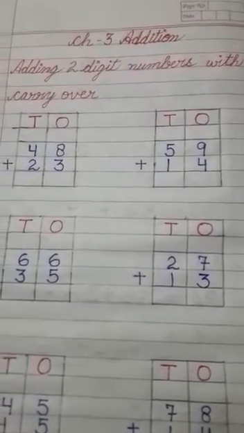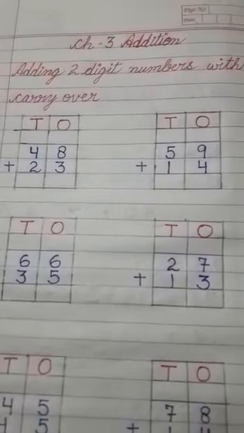Let's start doing sums of addition with carryover. Before doing these sums, first of all you should know that every digit has a separate chamber, or you can say room, and digits do not share their room with any other number.